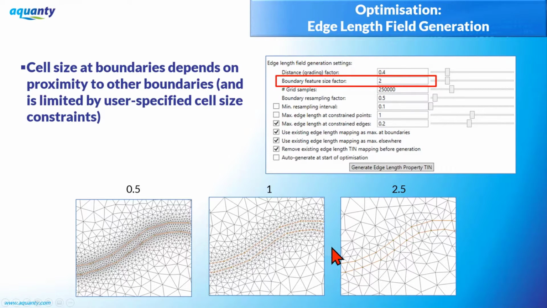What you want to set this as is dependent on your model. You can see in this example here, if we didn't want to have these elements connecting across between these two input splines, we can see that a value of 2.5 is too high for this mesh. So something closer to 1 gives us enough separation between each of these input boundary lines.